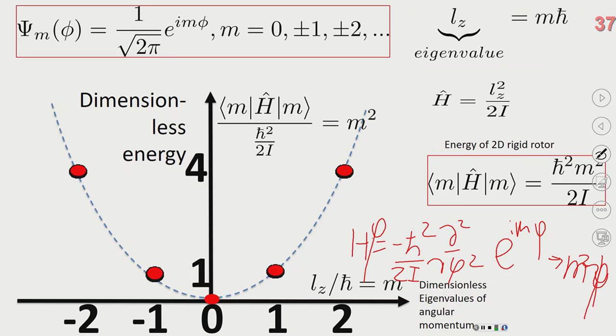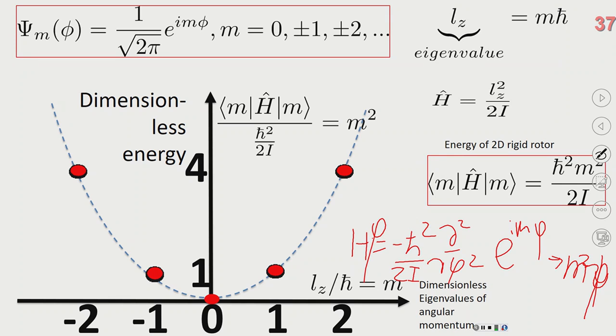I don't know about you, I'm always failing in doing things with dimensions, and it is a natural wish to play with variables in a dimensionless system of coordinates. So what if we divide the left and right parts by h bar squared and by two inertia? We'll get the dimensionless energy of a two-dimensional rigid rotor. Right? So the eigenvalue of energy divided by the constant will be m squared.